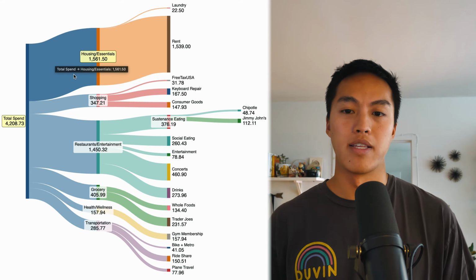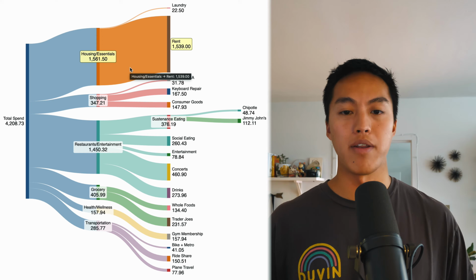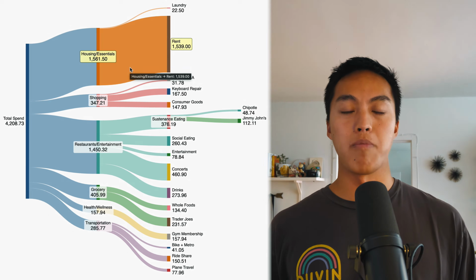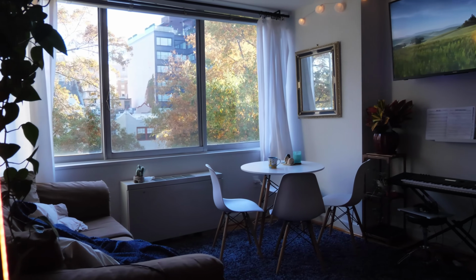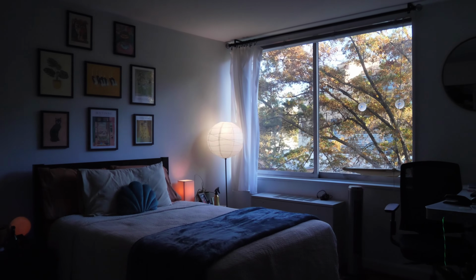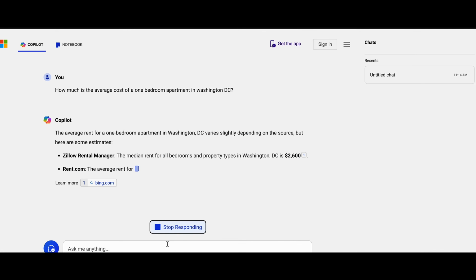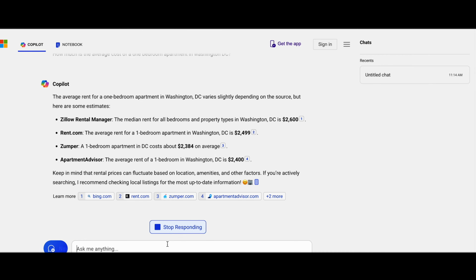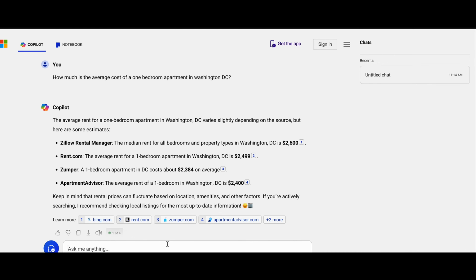Starting off with the housing and essentials category, as you can see, it doesn't really break out into multiple flows because this is dominated just by my rent, which is $1,539 a month. I have a 1-bedroom apartment that I share with my girlfriend, so I am very thankful because I obviously really enjoy living with her, but also financially, it is great splitting rent. $1,539 for a 1-bedroom in Washington, D.C. is really not bad at all.